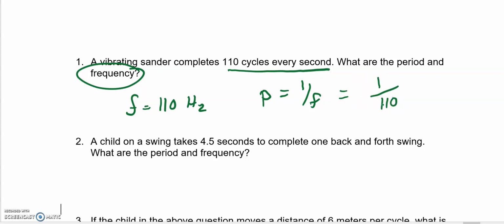110. And now when we are computing period, we're figuring out how much time it is. Since our 110 is in hertz, which in this case is cycles per second, our unit is going to end up canceling out, and it's going to be in seconds. So we would have 1 over 110 seconds as the period for this.